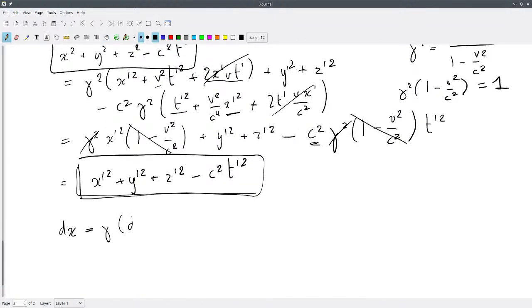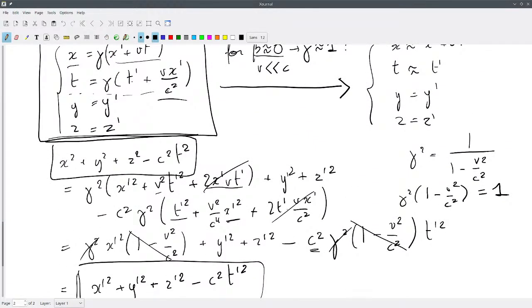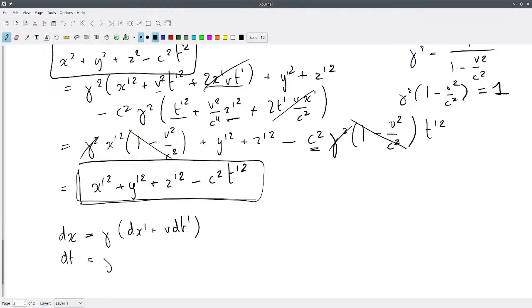Is gamma dx prime plus v dt prime. We'll be able to write dt is, and I'm just going to go to the dt term, and I'm not going to bother about the y and the z components for now. So we're going to get dt is gamma dt prime plus v dx prime over c squared, and then dx, dy and dz, right?